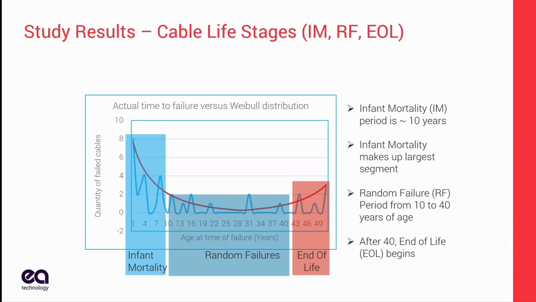Now, all electrical and electronic devices have this type of curve. Infant mortality on some things is 10 seconds, 10 minutes, 10 days. We're looking more at 10 years. Random failures take up the standard cable life, to 40 years. After 40 years, we start to see the failures increase. Makes sense. So a lot of this study just pointed out things we all thought were the case, but we actually had some numbers now.